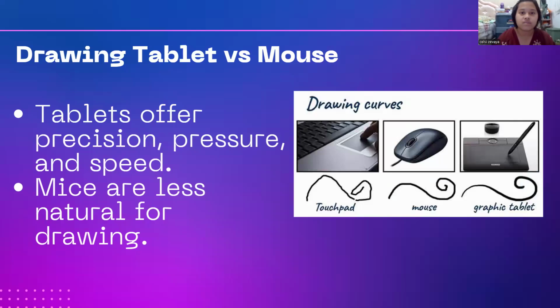So, the drawing tablet versus the mouse. The tablet offers precision, pressure, and speed, while the mouse is less natural for drawing. As you can see, the tablet was designed to draw, while the mouse is mostly meant for pointing and typing. It wasn't made for drawing, but the tablet you can customize or literally design for drawing.